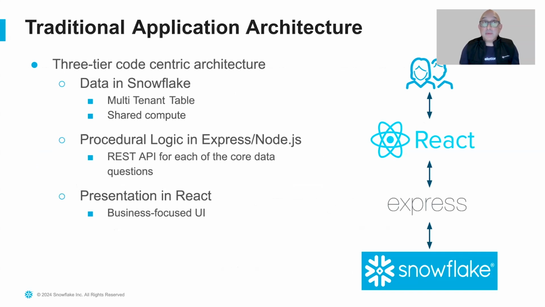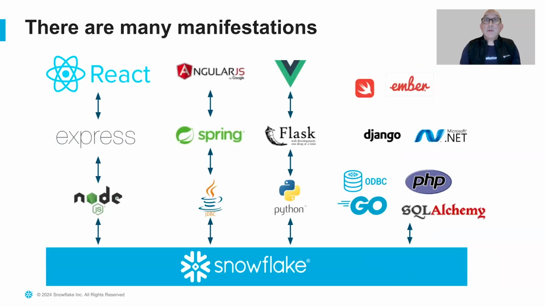It's typically a three-tier code-centric architecture with the data for our purposes today in Snowflake, but the semantics and the business logic expressed procedurally. In this incarnation of this architecture, we're talking about expressing it in JavaScript, running it in Express on Node.js. And then, of course, the presentation layer, the user interface, is often developed in JavaScript using frameworks like React. But of course, there are many manifestations of this depending on the programming language of choice.